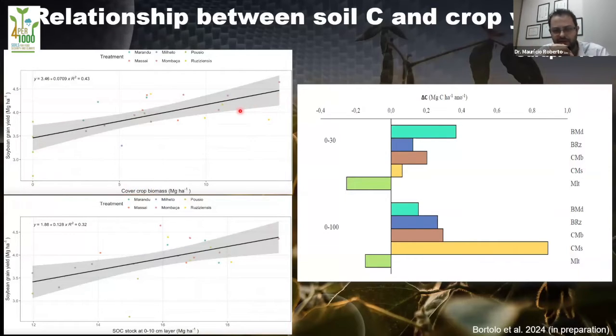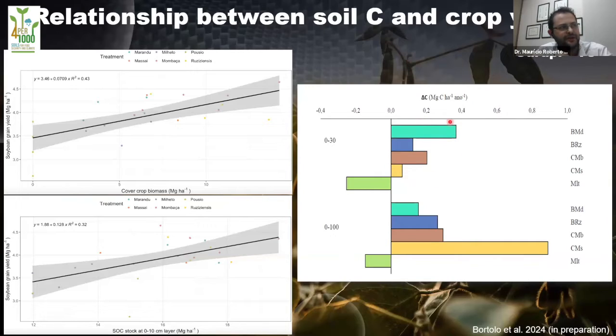It was expected, but we saw the results, and we also found a correlation between soybean yields and soil carbon stocks, particularly in the very surface layer, 0 to 10. And when we look at the rate of change, I forgot to mention, this is a 10-year experiment. So when we see the average change in soil carbon stocks, we can see numbers ranging from 100 to 300, 400 for 0 to 30.